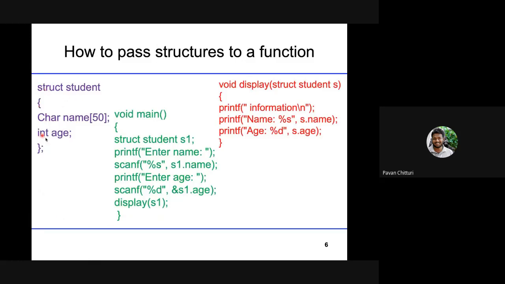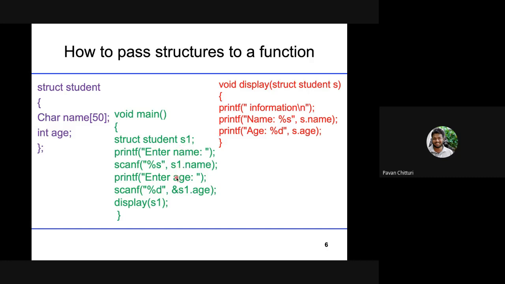So the violet color represents the definition of a structure. Green color represents the definition of a main function, which is a user defined function. And red color represents the definition of another user defined function called display, which accepts structure as an argument. Argument and parameter are the same.